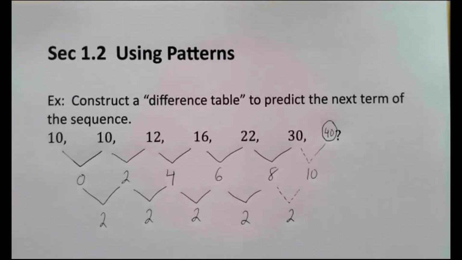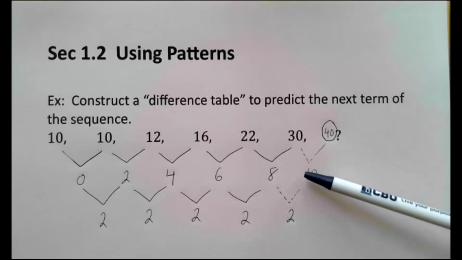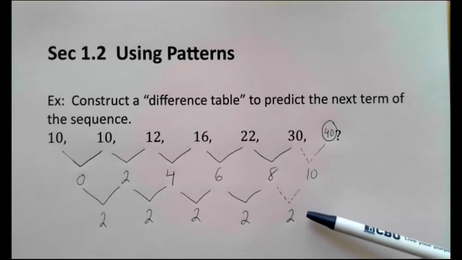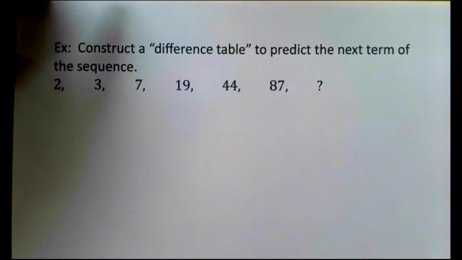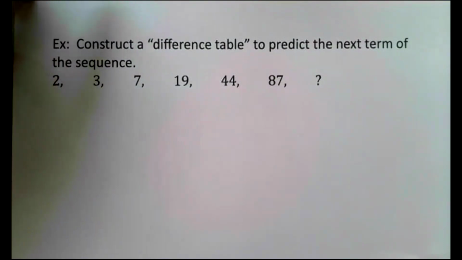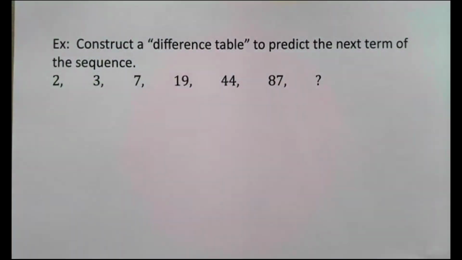Let's do another couple problems like this with difference tables. This was a fairly simple one. All the numbers were positive. We really only had to go down 2 more lines to get to a constant. Let's try another one. Construct a difference table to predict the next term of the sequence.